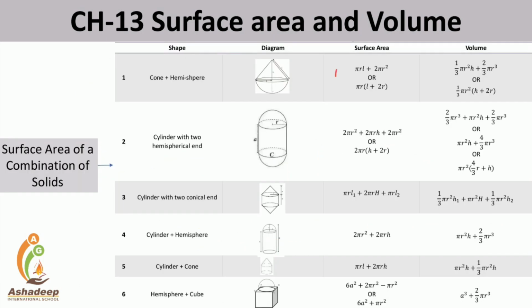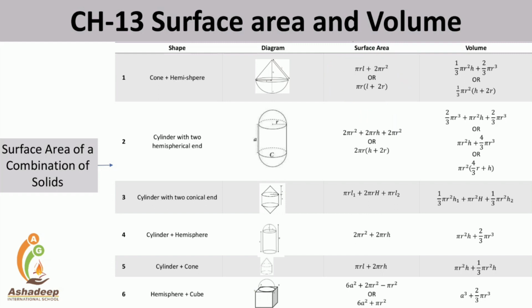See here, this is the surface area: pi r l plus 2 pi r square, and we'll take out pi r common, so it's pi r in bracket l plus 2r. Whether you take out the common or not depends totally upon you. If you want to take it out, take it out, and if you don't want to, just leave it as it is. But if you take out the common, the simplification will get easier, right?